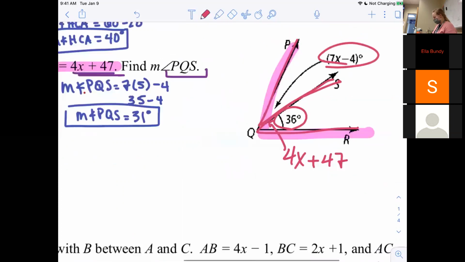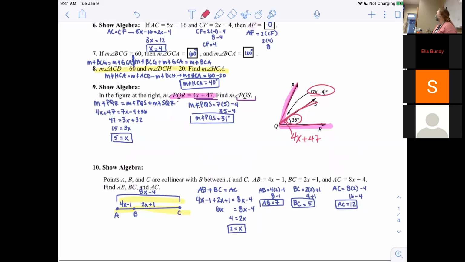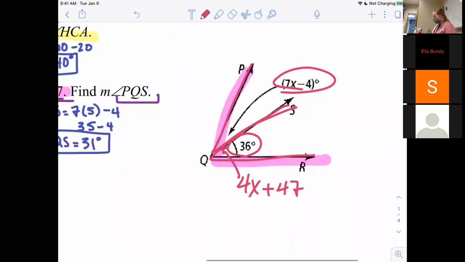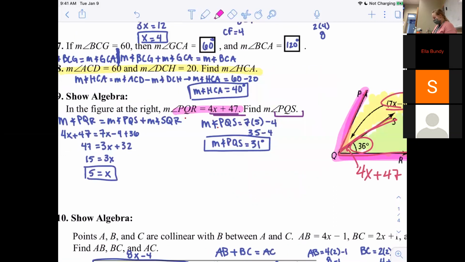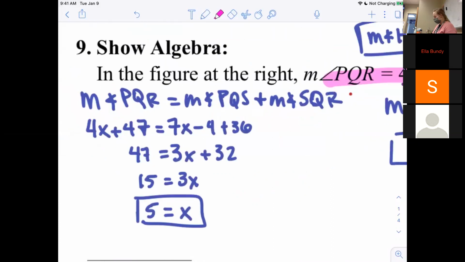So the whole angle is 4x plus 47. That goes in here. We want to find another angle. Before I find that angle, I have to find out what x is. I know that the little pieces, this yellow angle PQS plus SQR, are equal to the pink angle, the PQR. So I'm going to add the 2 smaller ones to equal the whole one. So that's why I set up, and I even wrote it over here in terms of segments.